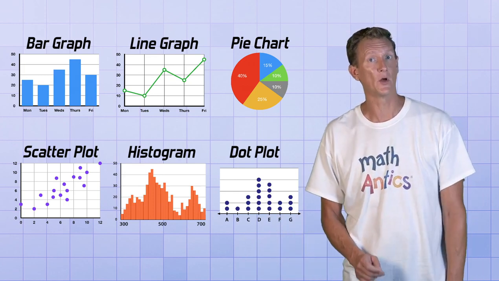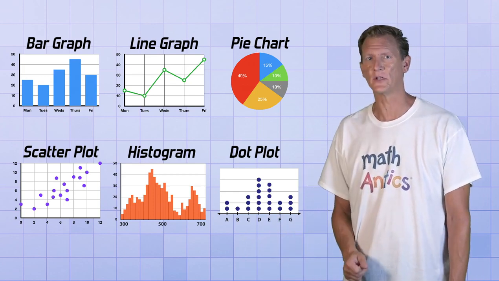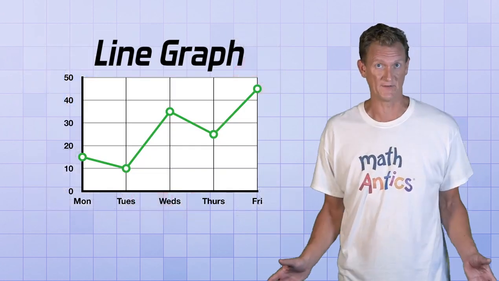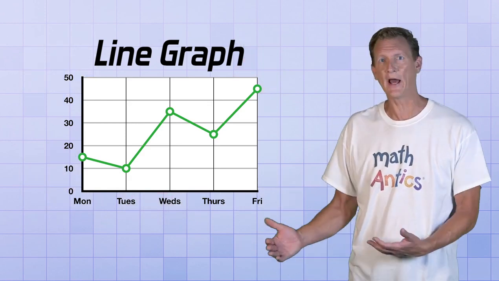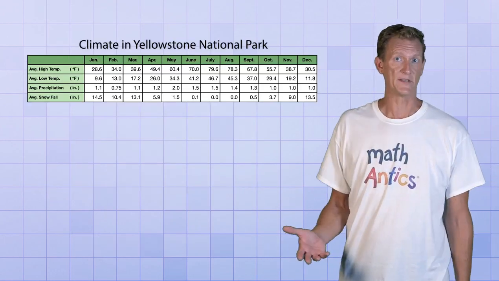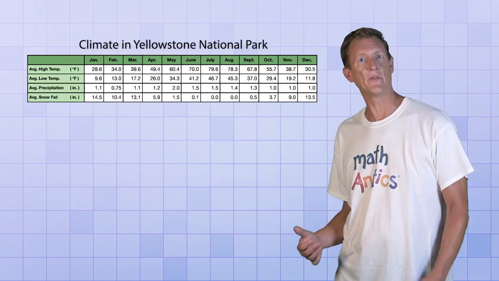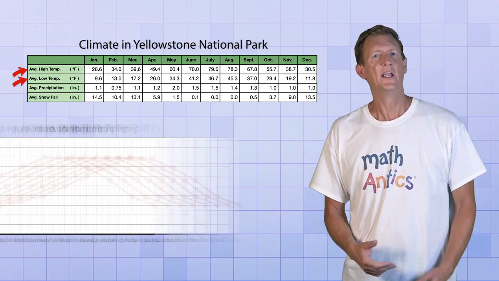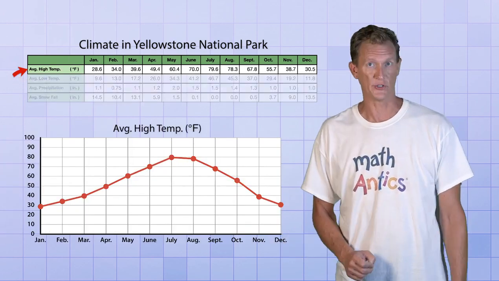Instead, we'll just focus on one more very common option called a line graph. Line graphs are great for many types of data, especially data about how things change over time. The Yellowstone data table we saw previously also had data showing how the average high and low temperatures change throughout a typical year. Here's a line graph of just the high temperature data.